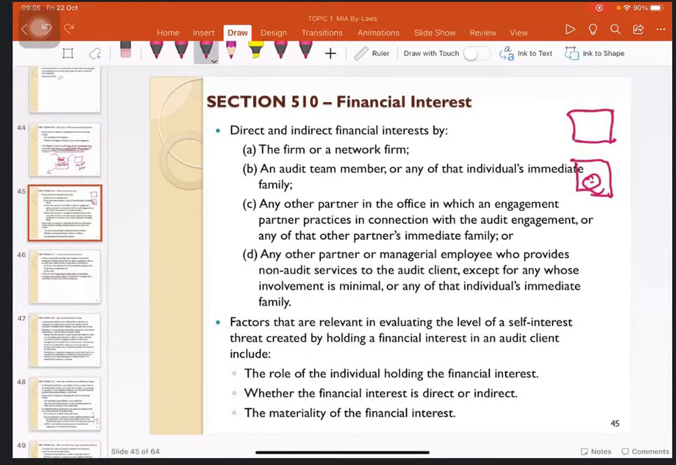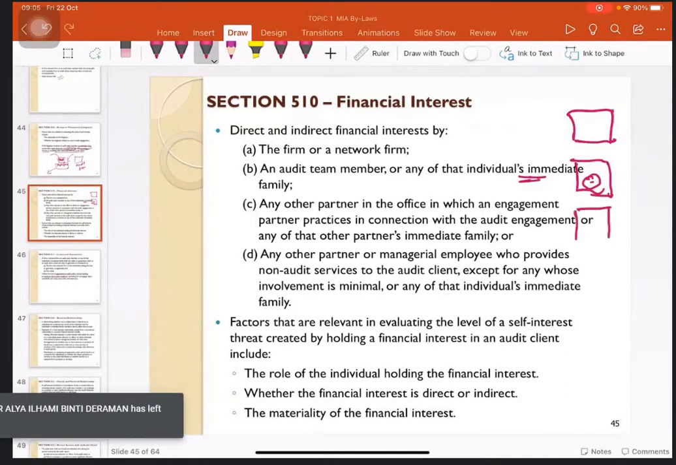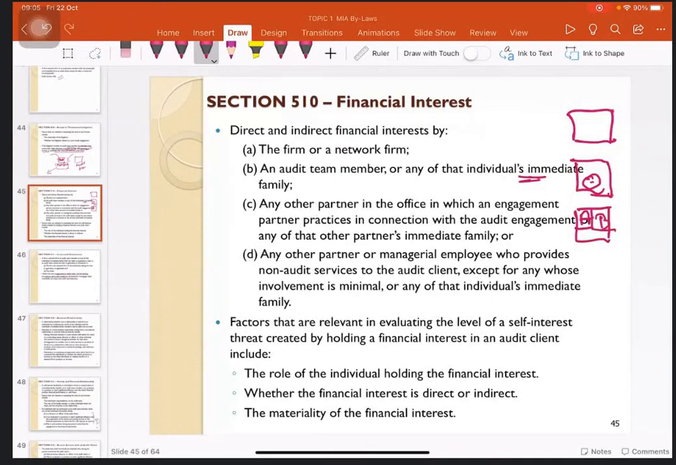The third one ni normally kalau involve immediate families lah. Okay. The third one adalah any other partner in the office in which an engagement partner practice in connections with the audit engagement or any of that other partner's immediate family. Okay, here adalah the third situation adalah the client partner A yang handle tetapi partner B ada financial interest over that client. Okay, the third one adalah any other partner or managerial employee or providing non-audit services. Okay, partner A audit the client, partner B involved in providing other services. And partner B has the financial interest. So there are four situations.